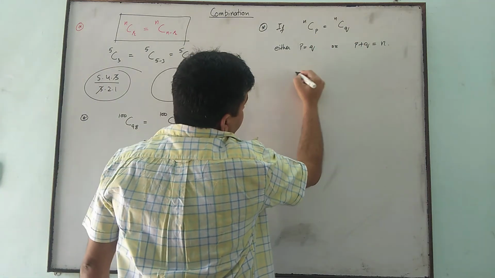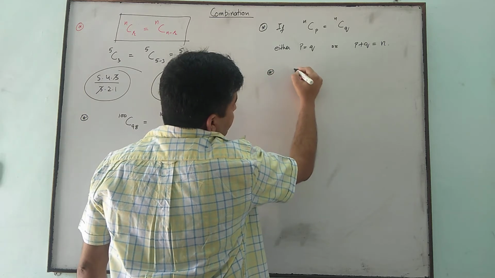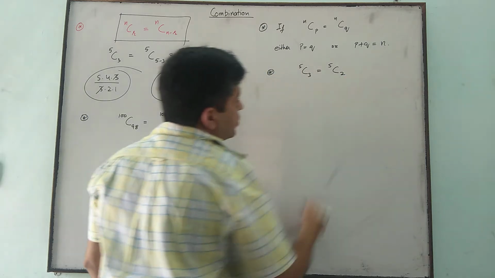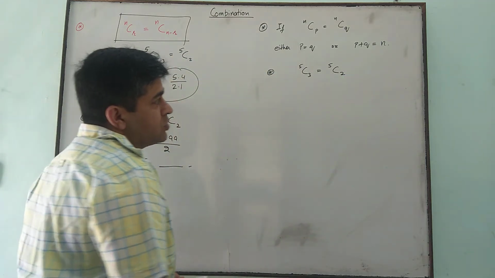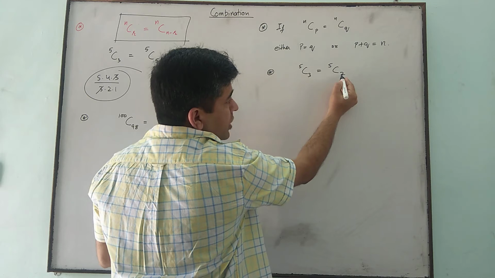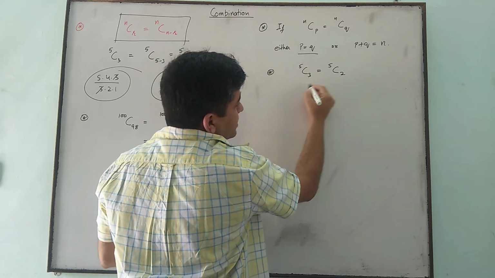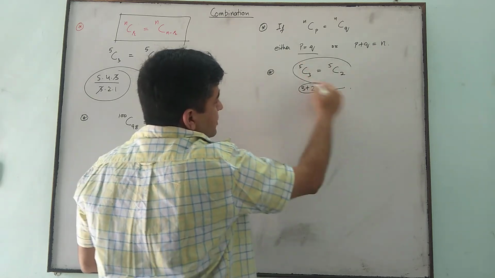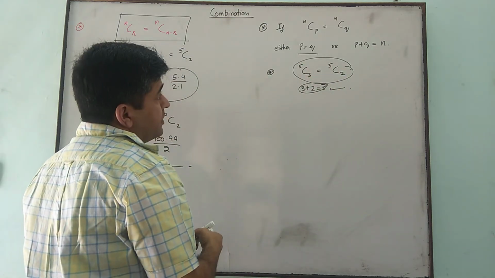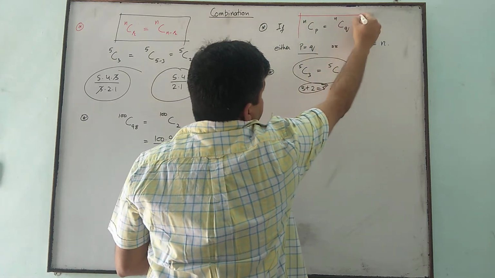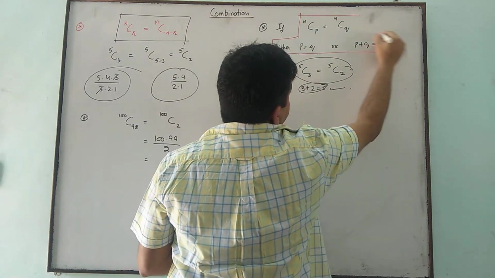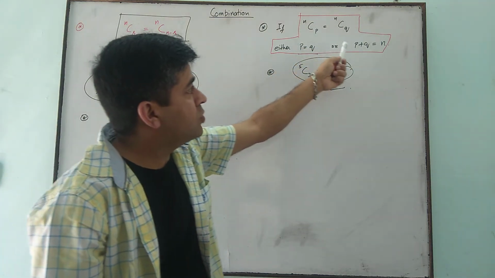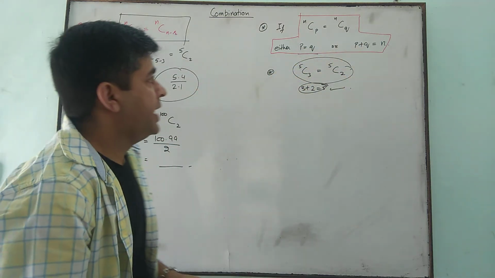Like we know, taking one example now, we know that 5C3 is equal to 5C2. Then 3 is not equal to 2. This is not satisfied, but 3 plus 2 is equal to 5. Condition satisfied. That's why this property is there: if nCp is equal to nCq, either p will be equal to q or p plus q will be equal to n.